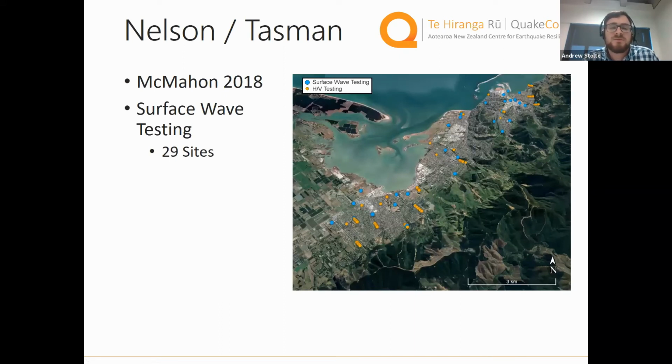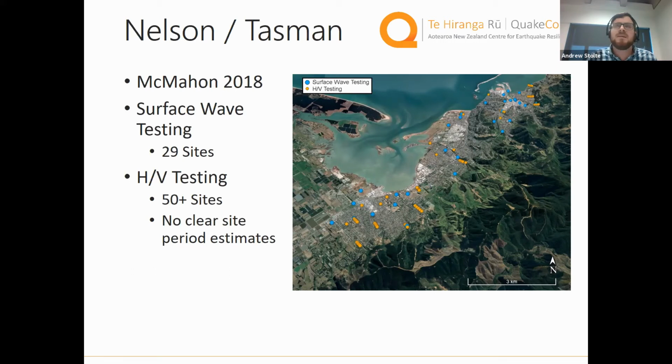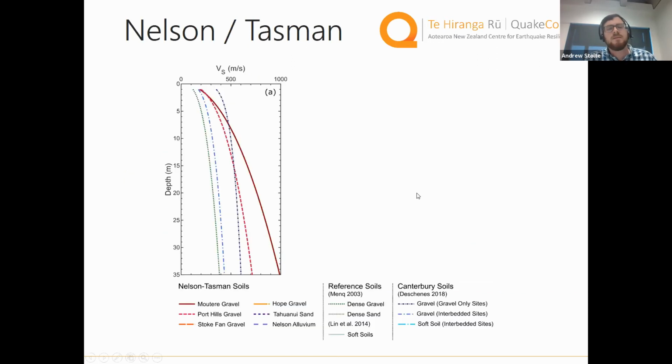She conducted surface wave testing at 29 sites, shown in the blue dots, and then she did H/V testing at 50 sites. But one thing that's really interesting about the Nelson Tasman region is we weren't actually able to clearly see a psi period estimate. We weren't able to find the fundamental period of vibration using the H/V testing. To try to get at this, let's look at the summary of her surface wave velocity results.